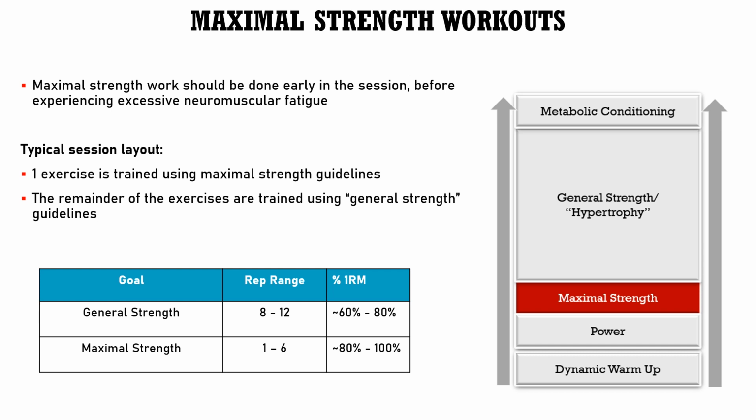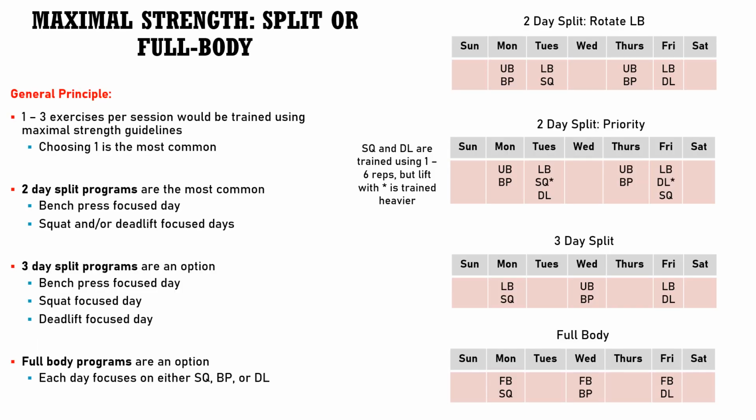Before showing some examples of some maximums, in terms of program structure, when we're training specifically for maximum strength development, there are a few options here. Remember, the general principle is that we're really only targeting 1 to 3 exercises in a particular session using heavy loads, and that's anywhere from 1 to 6 repetitions.